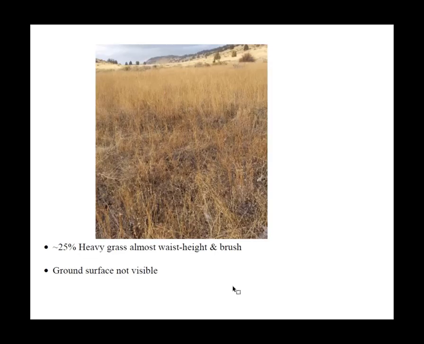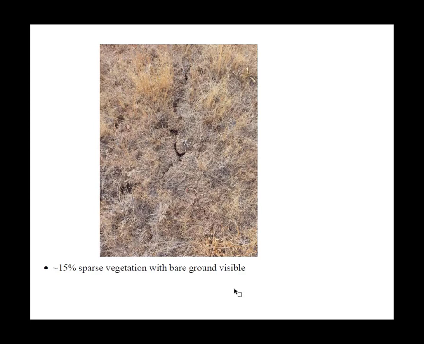About a quarter of the area was heavy grass, almost waist high, and not much of the ground surface was visible. You can see a little bit of bare ground here and there. I wasn't real optimistic about that. It was only about 15% of the area where at least 50% of the bare ground was visible, and the vegetation was very sparse and low. Pretty confident that the software would produce a good surface model here, not so much the other areas.